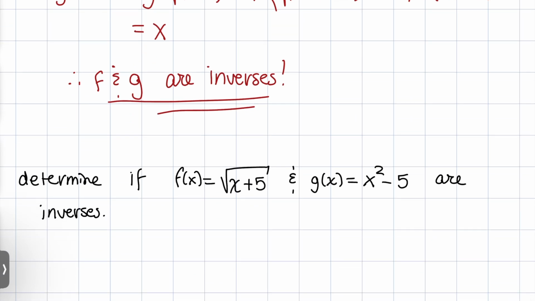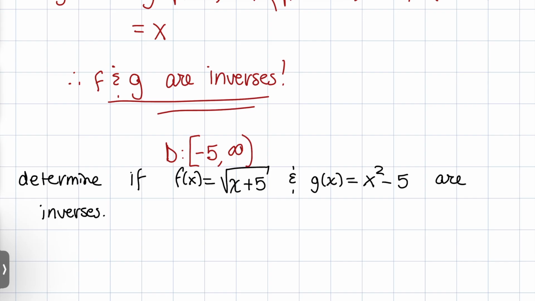Okay, how about this last one? Determine if the square root of x plus 5 and x squared minus 5 are inverses. Let's talk about their domain. Let's see what we get. For our square root, the domain is going to be negative 5, hard bracket, to infinity.